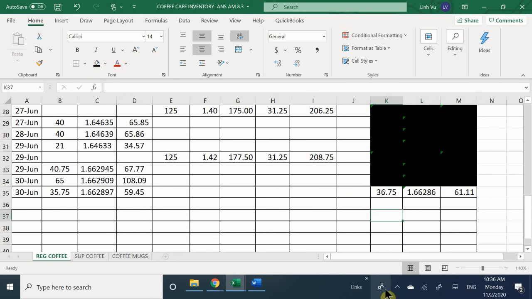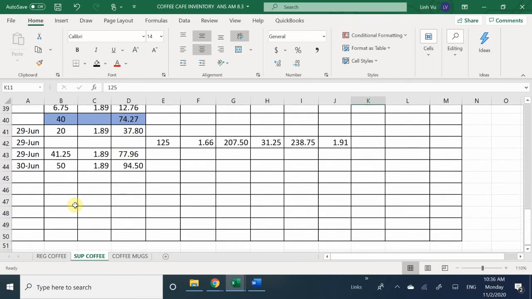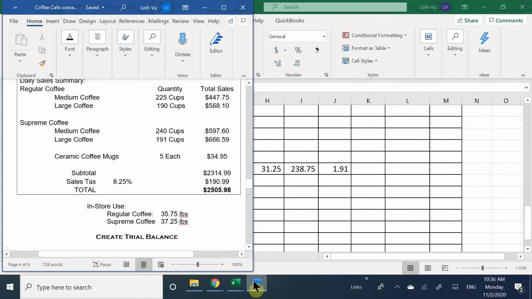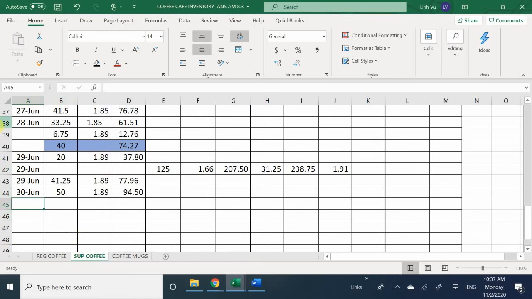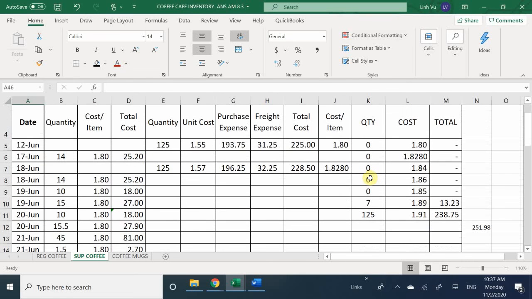Good. So Supreme Coffee, right? How many pounds did we sell? We sold 37.25 pounds. Okay, so knowing from our previous scenario, we only have 7 left in the $1.89, and then we have to dip into our second one.